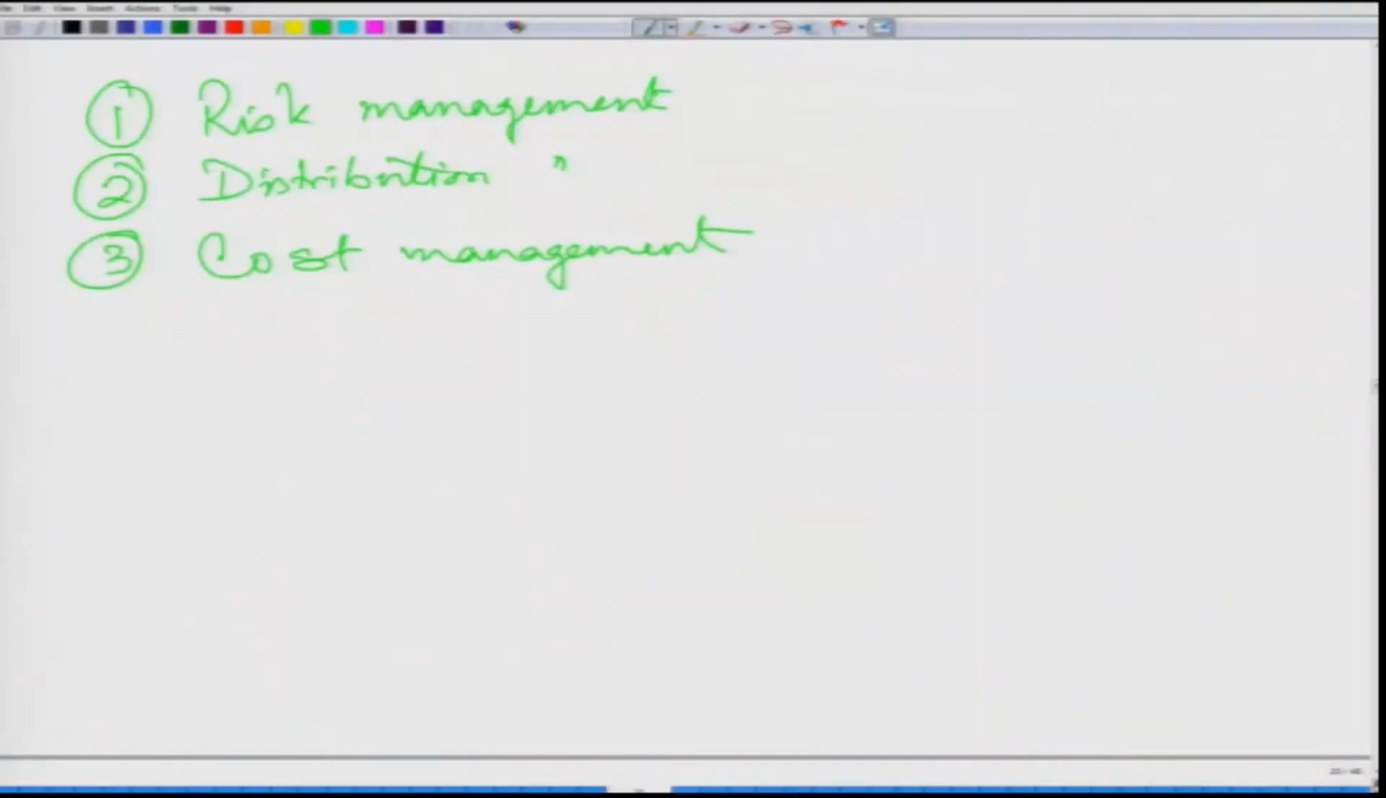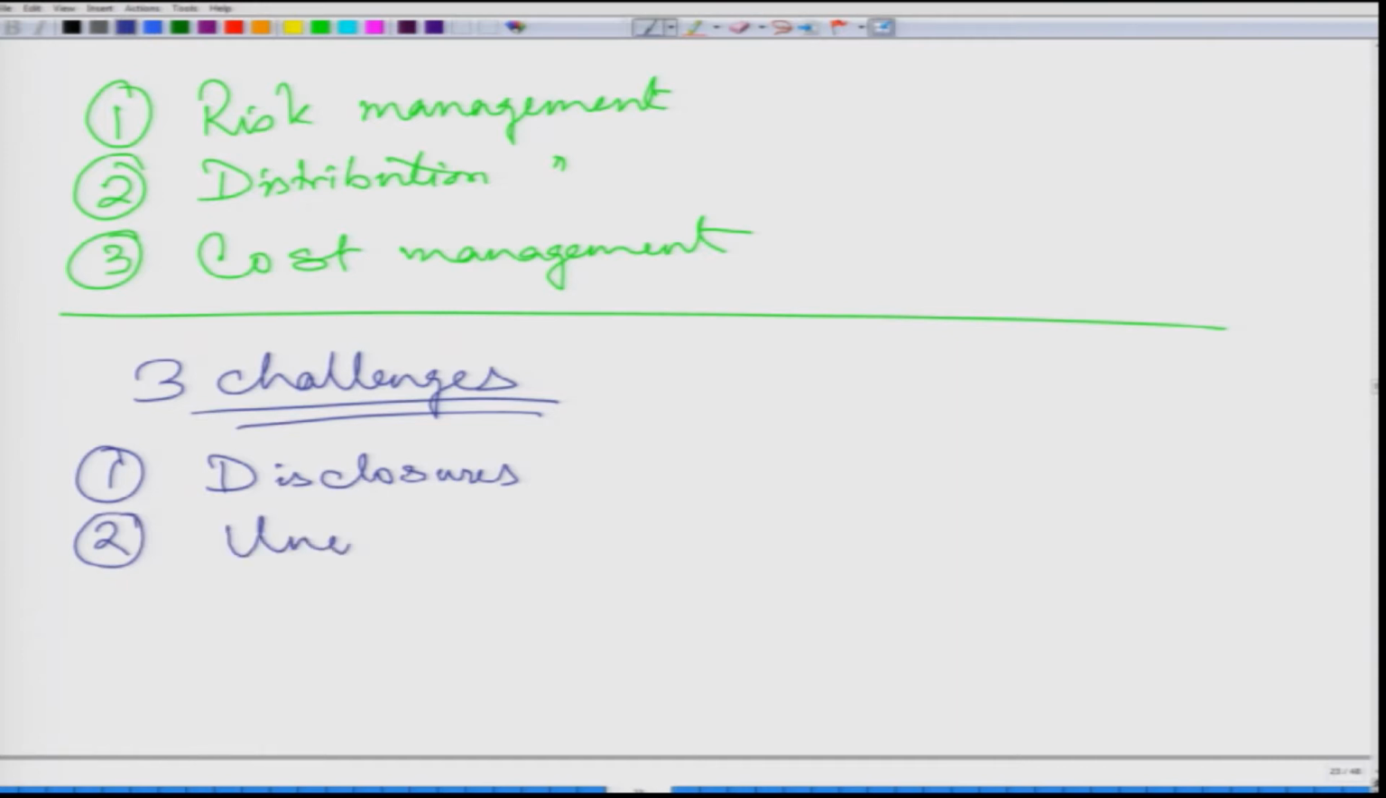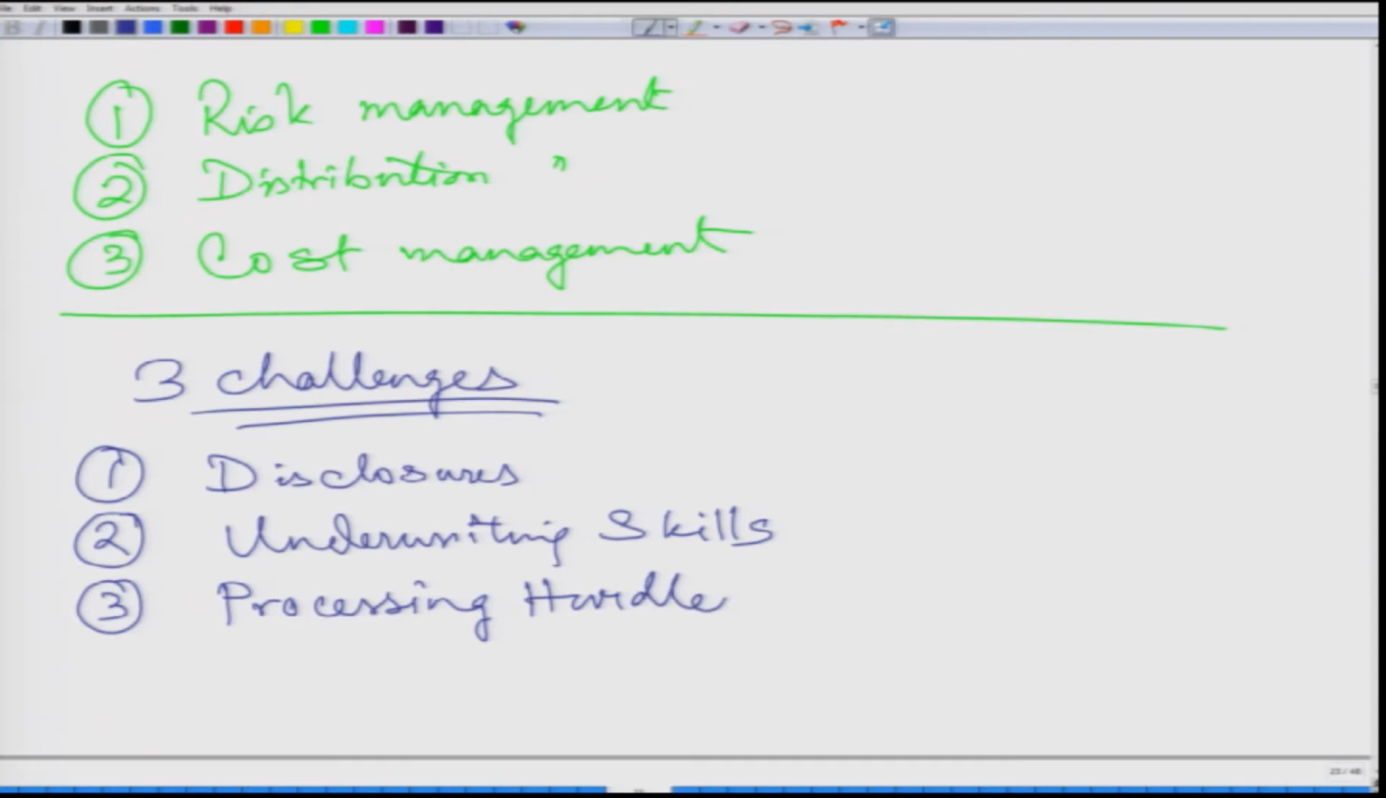The top 3 challenges these underwriters face are: 1, disclosures; 2, underwriting skills; and 3, processing hurdles. Always it's not possible to do experience rating.